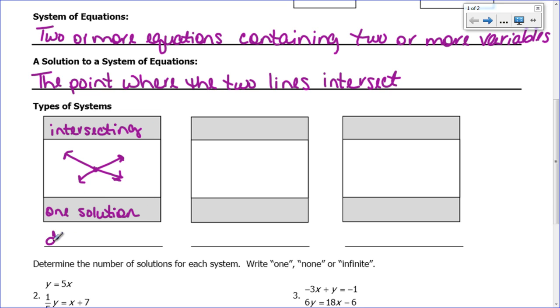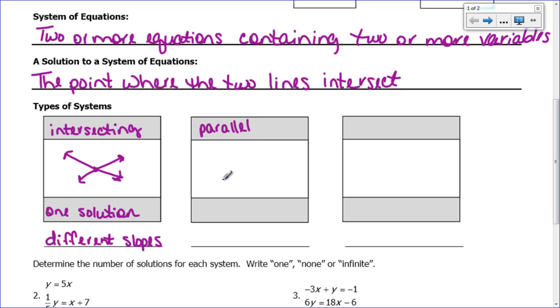Intersecting lines always will have different slopes. If they don't have different slopes, then they are not intersecting, and we'll talk about what that means. But intersecting lines will always have different slopes. So if you're looking at the equations, you compare the slopes. Different slopes means they intersect. It means one solution.